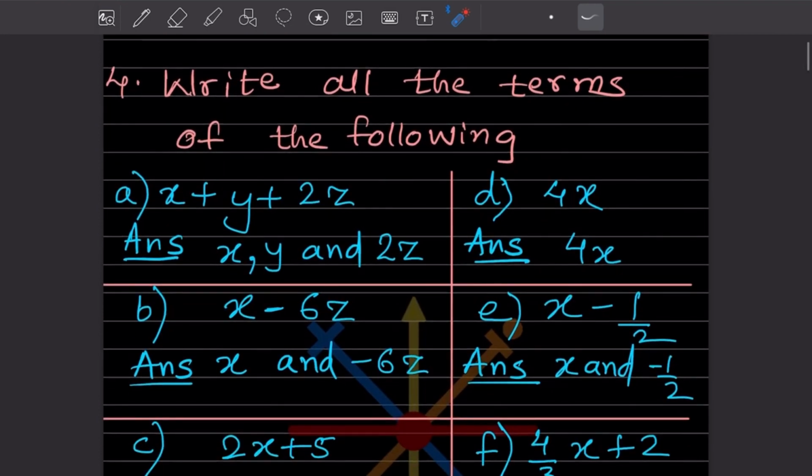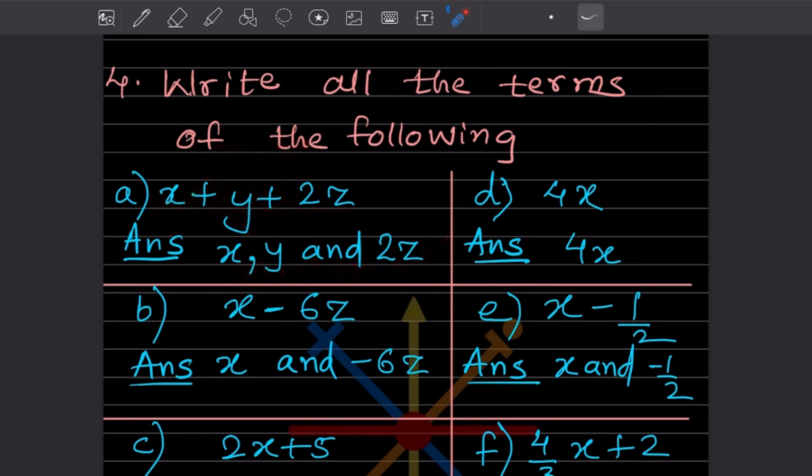What does the next question say? Write all the terms of the following. Again, the terms, I had told you how to see the terms in the glossary part in the previous video. So terms means, now see here, can you see in between these variables? We can see this one. This is a plus sign, which we can call a separator. So we have to see the numbers before and after. So 1, 2, and 3. So which are the terms? This x, y, and 2z. These are the terms.